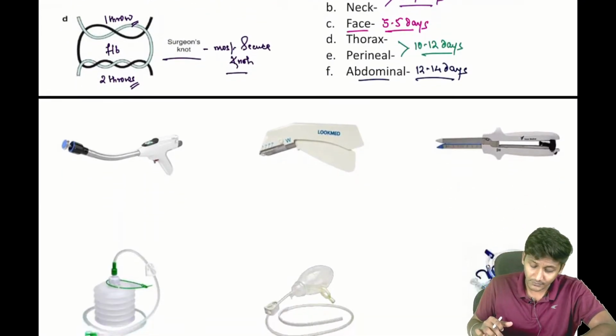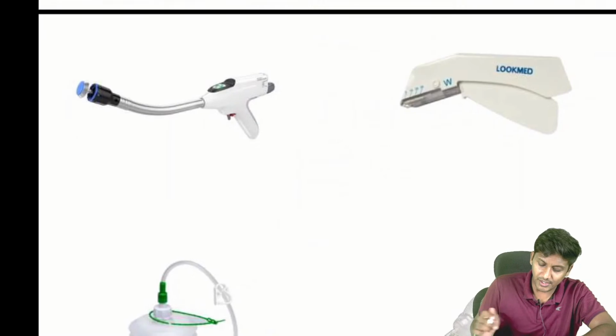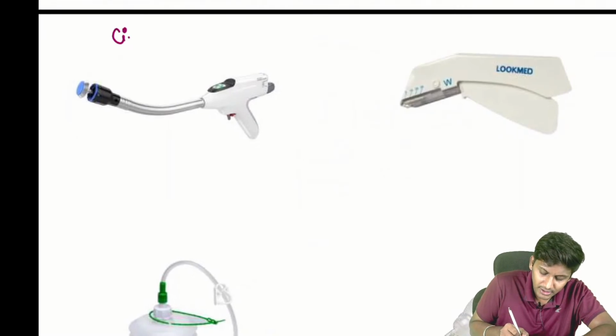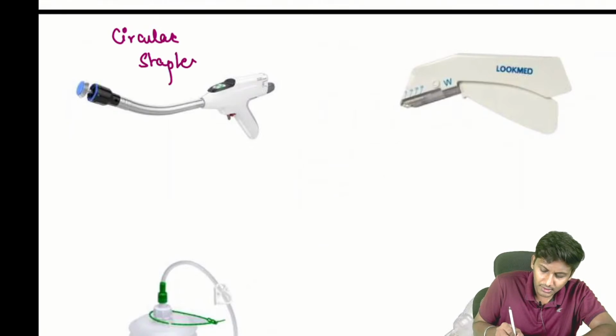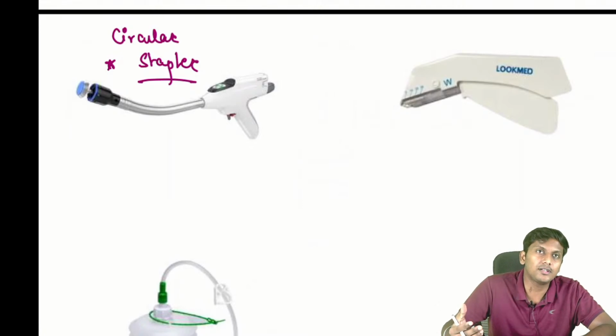Now, the next one, some important instruments. This is an important instrument. What is this? This is a circular stapler. Now you might be hearing that they did not put stitches, they just applied a stapler. Nowadays a lot of surgeries are done without sutures. We just try to apply the staplers usually.